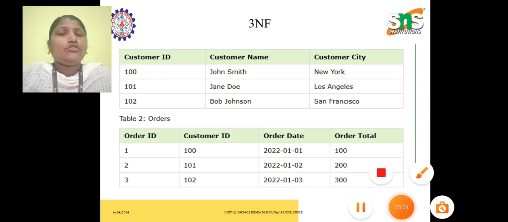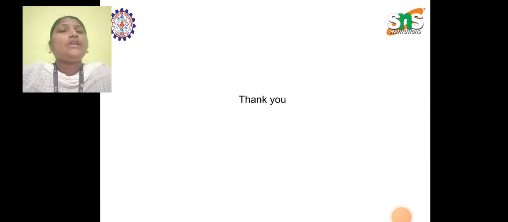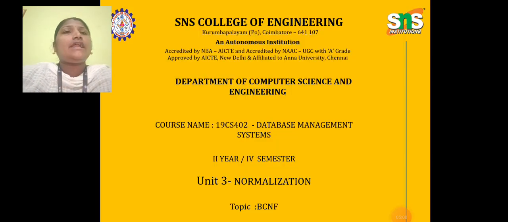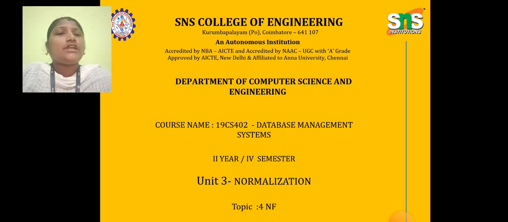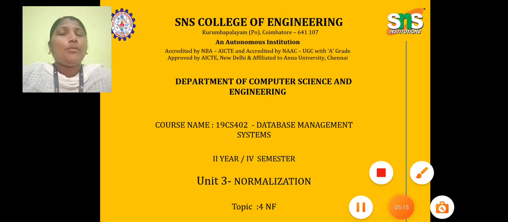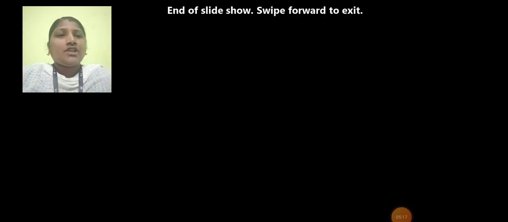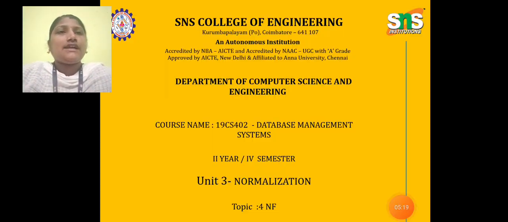So fourth normal form means the table should be in BCNF, and there should not be any multi-value dependency. Okay, I hope you understand.